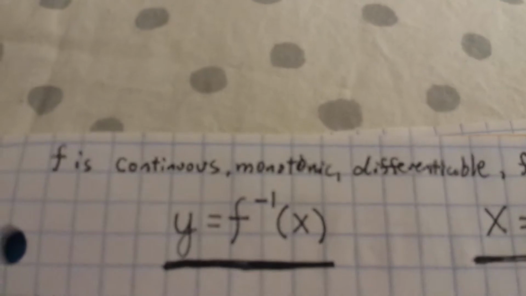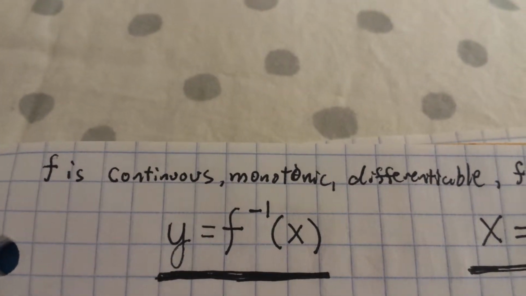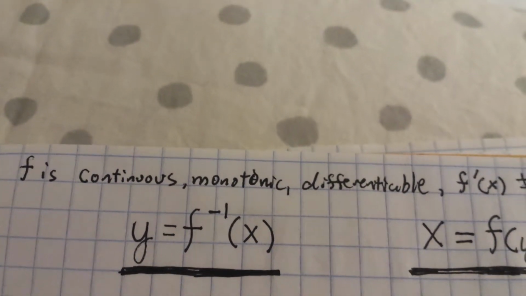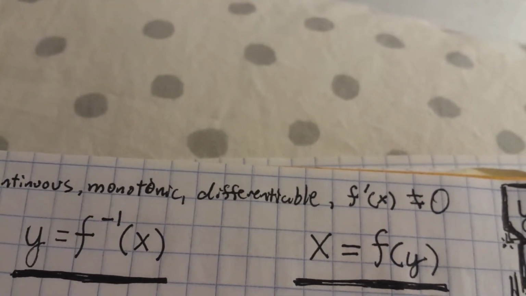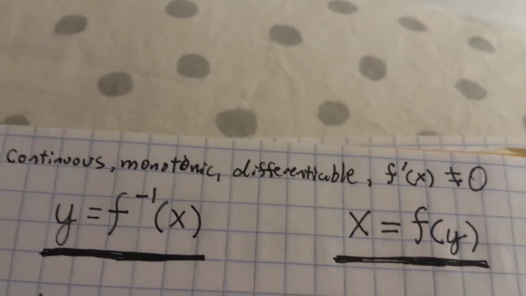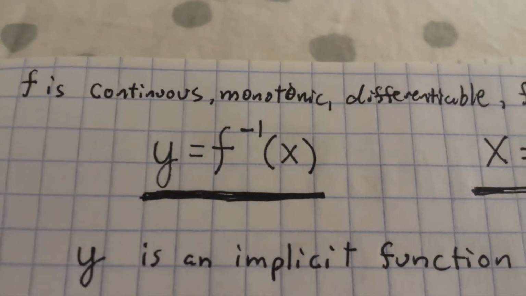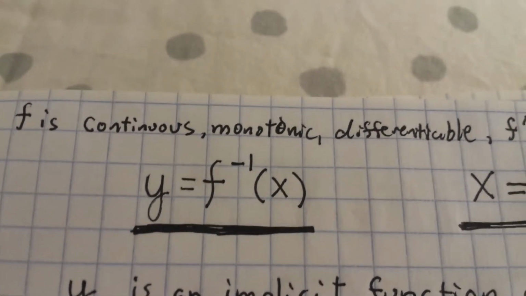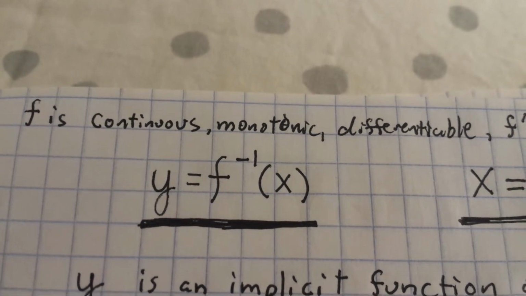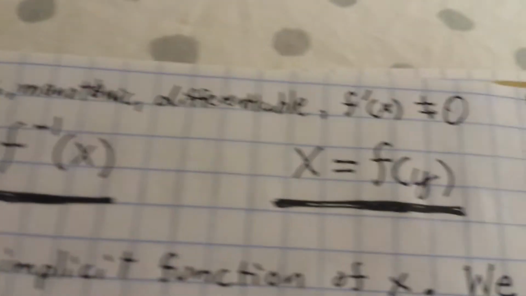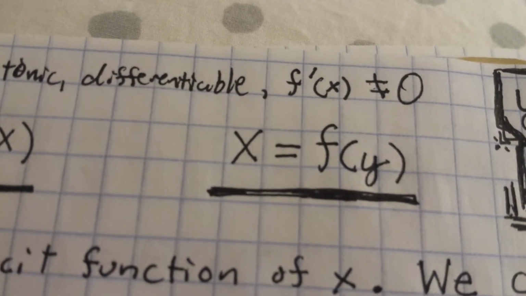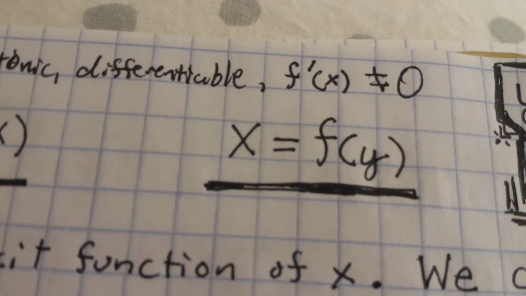Okay, so let f be a continuous monotonic differentiable function such that f prime of x does not equal 0. Okay, and let y equal the inverse function of f of x. And that means that x equals f of y. Okay?